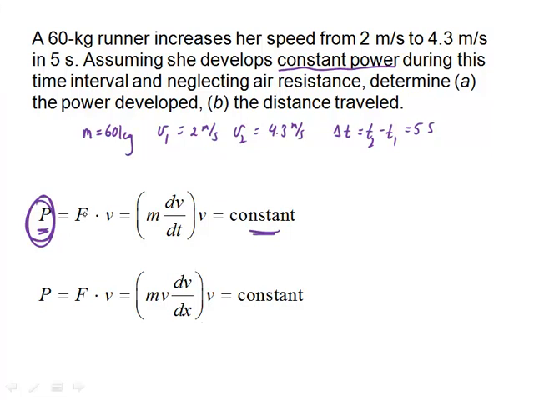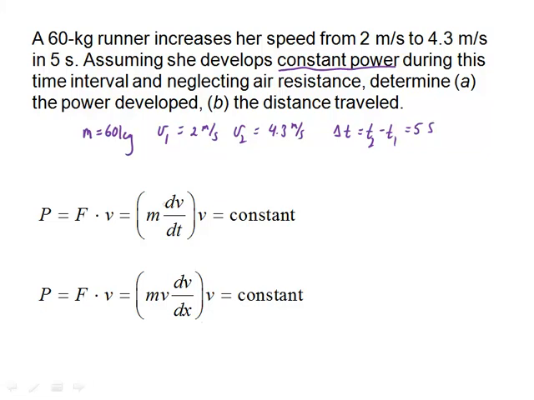Now remember that power is equal to force times velocity, but that's also equal to mass times acceleration. So I've just rewritten acceleration as the derivative of velocity with respect to time. That's the definition of acceleration, times v, and that's equal to a constant. The reason I do that is I know that the velocity is changing in a time interval. I want to know what this constant is for power.